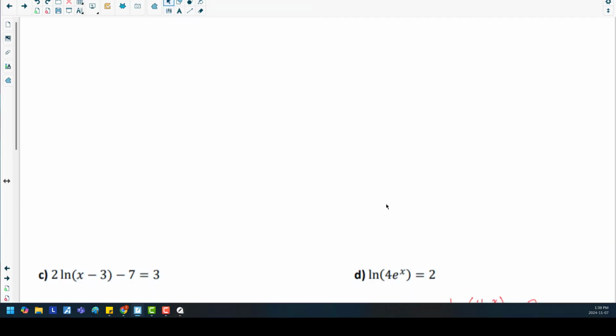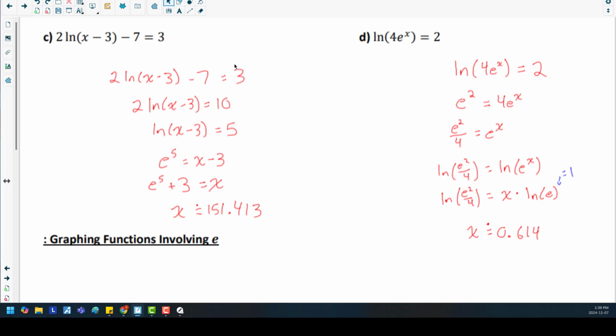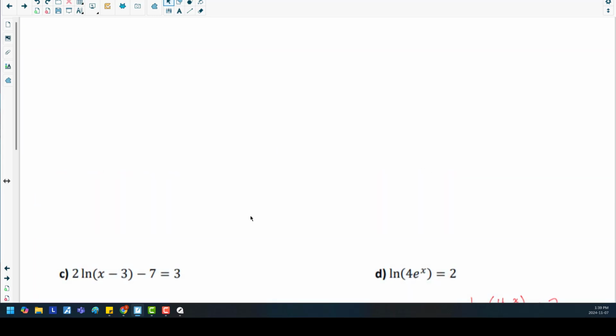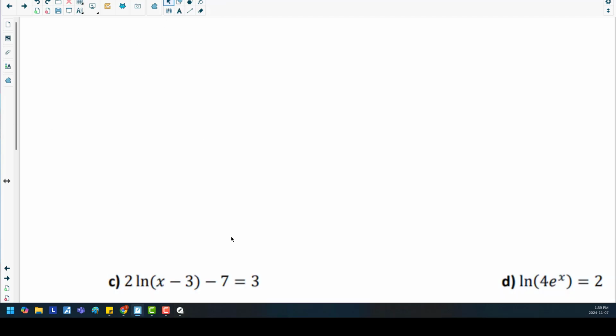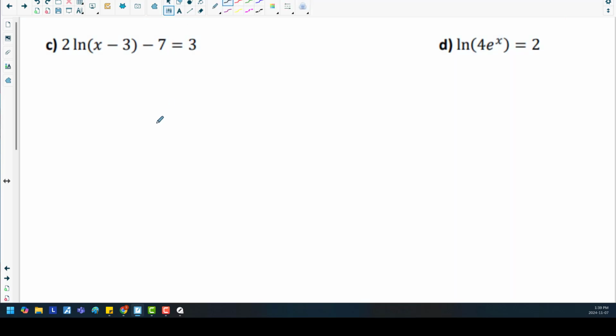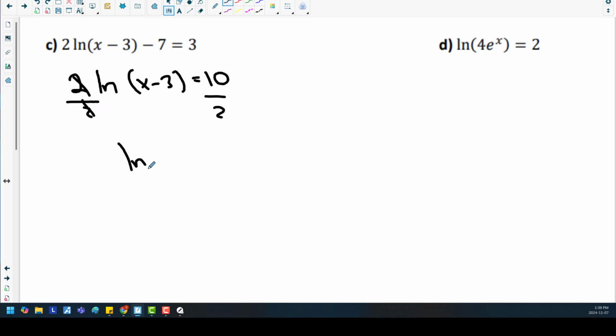We'll do 2 more examples, and then we're going to stop there. Here we have 2 ln of x minus 3, minus 7, equals 3. So in this example, we have ln instead of e. Let's figure this out one step at a time. What I'm going to do is move everything to one side. So this becomes 3 plus 7, so that's 10. I'm going to divide both sides by 2. So this becomes ln of x minus 3 is equal to 5.